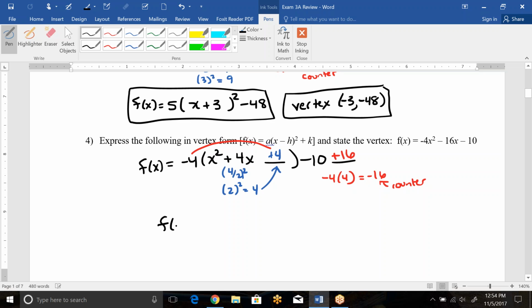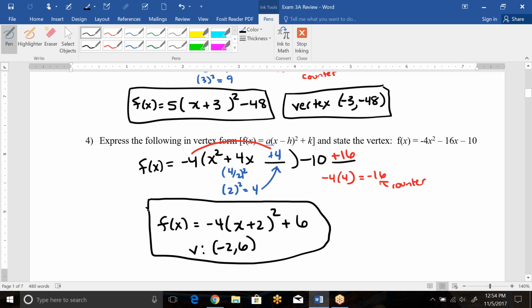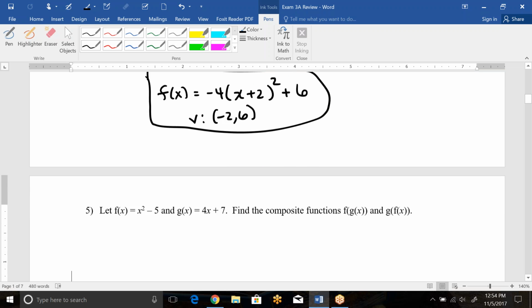So this would be f of x equals negative 4 times (x plus 2) squared, since it was a positive 2 before we squared it, and then that'll be plus 6. So my vertex is negative 2, positive 6. So there's those two. All right, let's look at number 5.